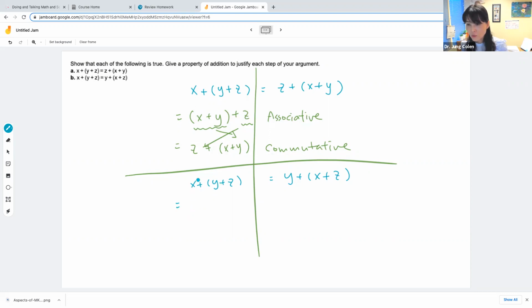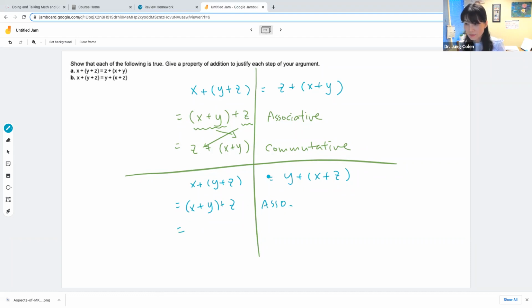But I'm gonna switch these two around first. In order to do that, I need to change that association first. So can I do that? I keep everything the same order, x, y, z, x, y, z, but how I associate has been changed. So I used associative property there, right? And then what can I do?